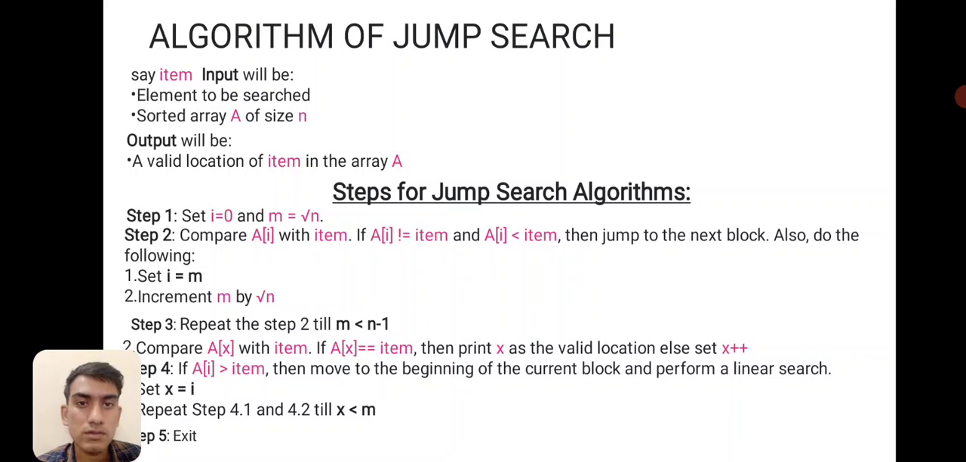Step 2 is as follows: set i equal to m, and increment i by root n. Step 3, repeat step 2 till m is less than n minus 1. Then compare A[x] with item. If A[x] is equal to item, then print x as the valid location, else increment x. Step 4: if A[i] is greater than item, then move to the beginning of the current block and perform a linear search. Now set x equal to i, and repeat steps 4.1 and 4.2 till x is less than m. After that, if it is found, then exit.